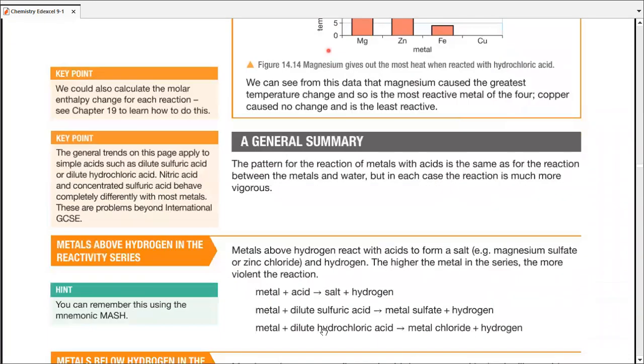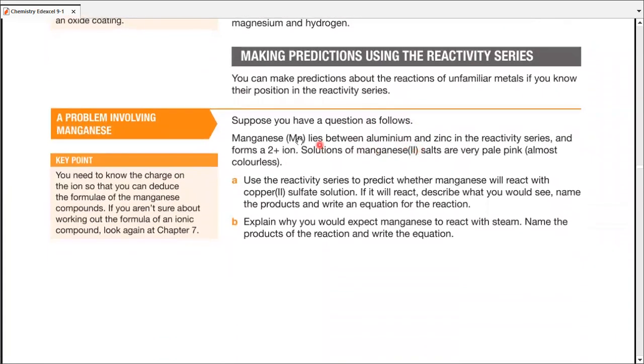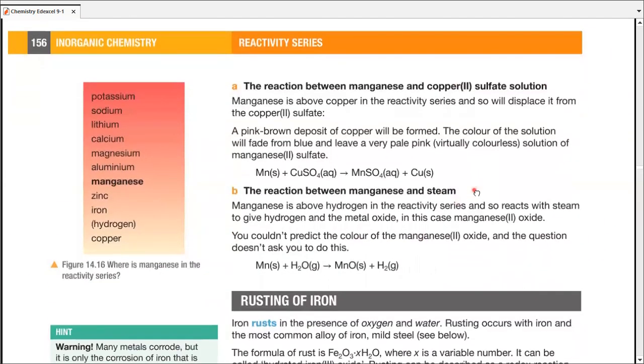Moving on, if we continue on the same path and make predictions, let's say manganese, Mn, is an element. It lies between aluminum and zinc. It forms a +2 ion. The solutions are usually pale pink, almost colorless. So we use the reactivity series to predict whether manganese will react with copper(II) sulfate solution. If it will react, what are the products or the equation? Explain why you expect manganese to react with steam. Name the product or write the equation. These are the kind of questions that you may be asked.